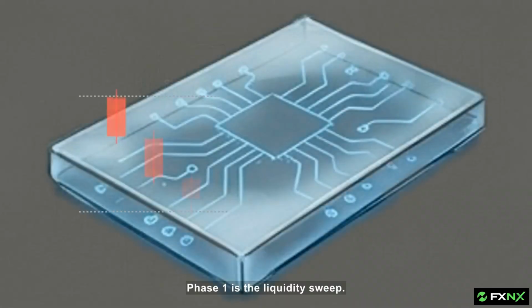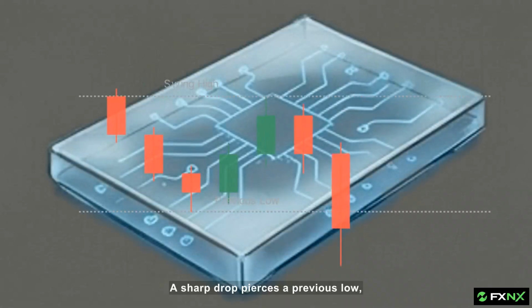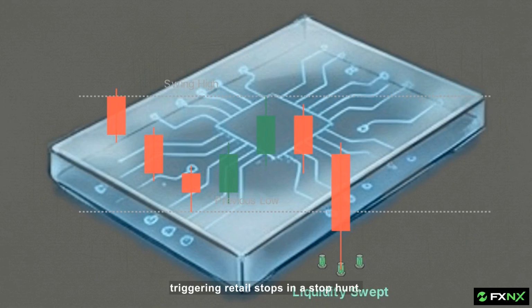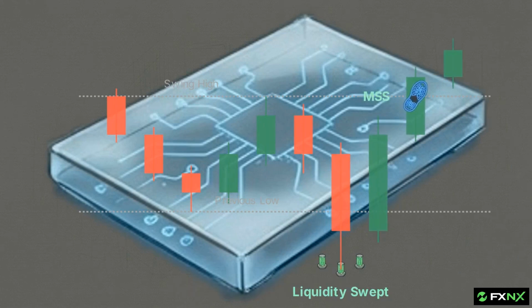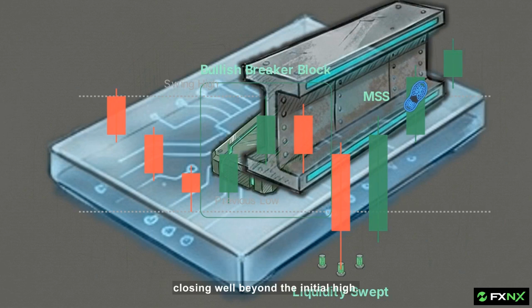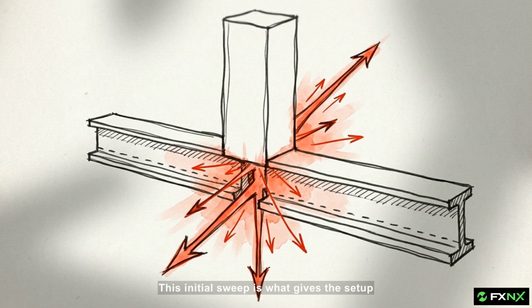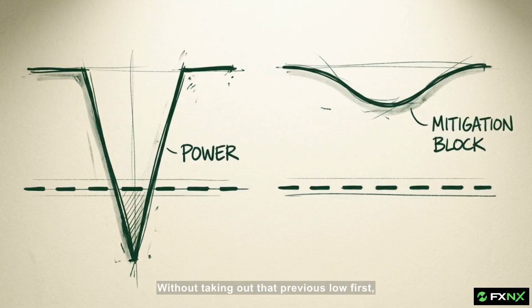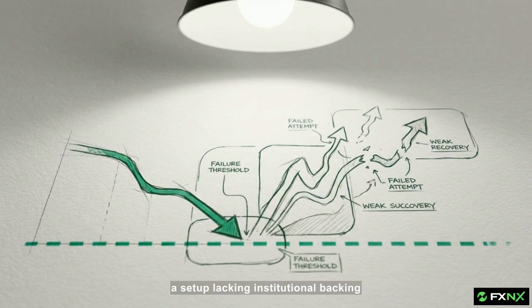Phase 1 is the Liquidity Sweep. A sharp drop pierces a previous low, triggering retail stops in a stop hunt. Phase 2 is the Market Structure Shift, violent displacement upward that breaks the prior swing point, closing well beyond the initial high. This initial sweep is what gives the setup its power. Without taking out that previous low first, you are likely looking at a mitigation block, a setup lacking institutional backing, with a lower probability of success.